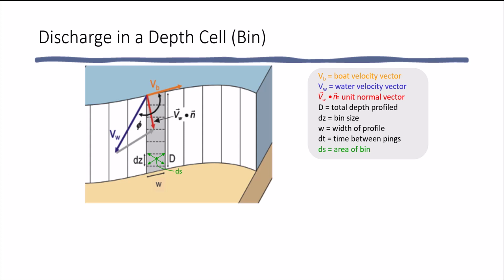Now we begin with something you all know. Q equals AV. In this case, the area is DS, which can be computed as W times DZ. How do we determine W? We know the speed of the boat and the time between pings. Thus, we can compute the width as the speed of the boat vector times the time between pings. The cross-sectional area of a single bin in a single ensemble becomes the boat speed times the time between pings times the size of the depth cell.